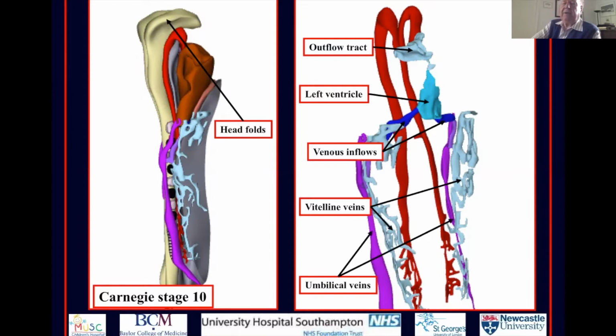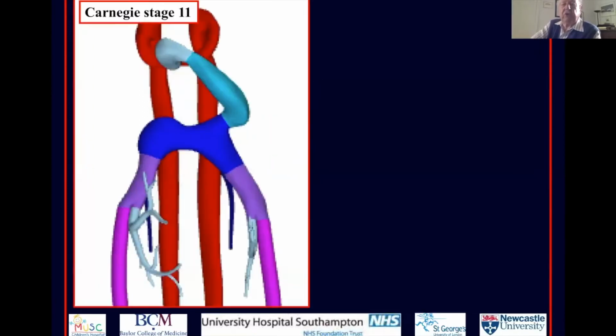On either side, we also have veins that are coming back from the placenta, from the mother, and these are the umbilical veins. As yet, however, we have no formation of any venous channels that are coming back from the body itself. We're going to see those very shortly at the next stage of development. And this is the beauty of having the access to these reconstructions. We can see the temporal changes that occur within the pericardial cavity in the heart, but also in the venous channels that are coming together to form the venous inflows.